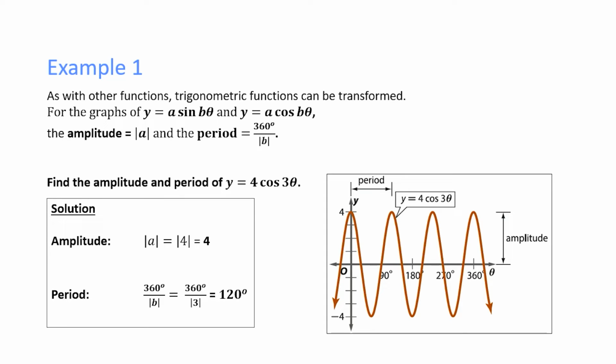So the graph of the function will look like this. Y equals 4 cos 3 theta. Period will be 120 degrees with an amplitude of 4, so +4 to -4. It's a cos function, so it starts from the value of 4 at the top, goes down to -4, and back up to +4 every 120 degrees.